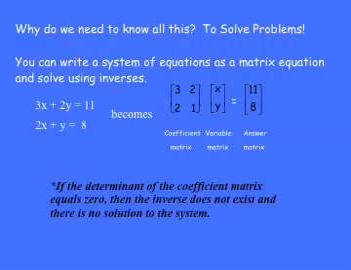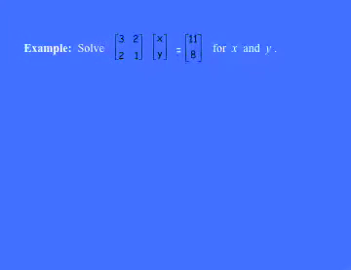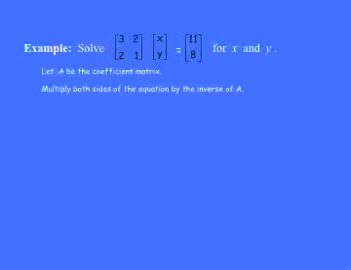If the determinant of the coefficient matrix equals 0, then the inverse does not exist and there's no solution to our system. Because remember, when we're calculating the inverse, part of that calculation is 1 over the determinant. So, if the determinant is 0, we're dividing by 0, which can't be done. And so this system would not have a solution. So let's consider our system, or our matrix equation we've created.